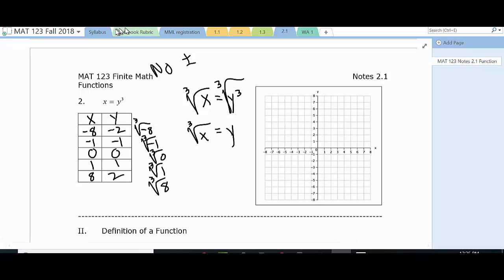Right? So now if you plot your points, it'll kind of be like the first graph turned at a 90-degree angle. So you go left 8, down 2 is your first point. Left 1, down 1 is your second. Then 0, 0. Then 1, 1. And then over to 8, 2. So if you compare it to the graph that we did on the previous page, it just kind of rotated and flipped is what it did. Okay?